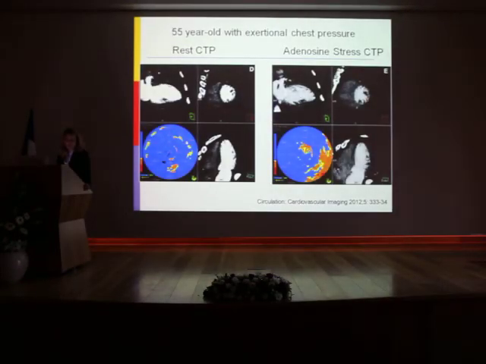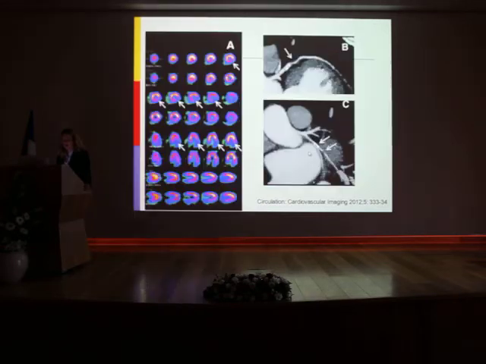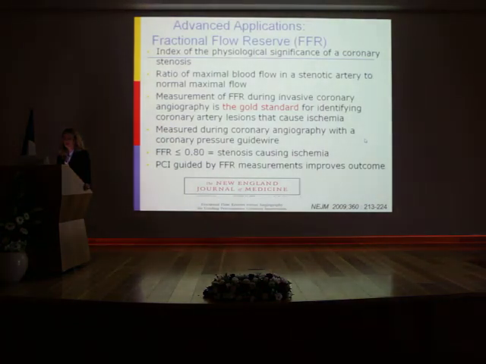And this is an example of a normal stress polar map, while there is a reduction in the perfusion in the inferior lateral and apical segments. And here is his coronary angiography CT. You see moderate stenosis at the LAD and significant stenosis at a marginal branch. So this is interesting.